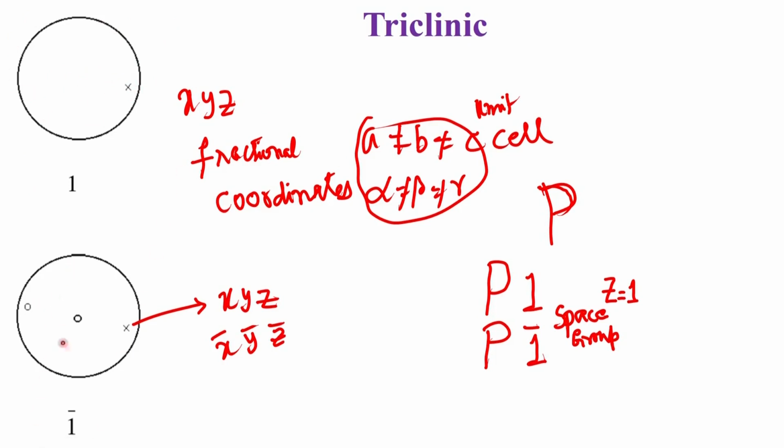The corresponding stereographic projection of the 1 bar is shown here, where x is x, y, z, and this point, which is the symmetry related across by the presence of the inversion center, is minus x, minus y, minus z, and therefore there are 2 in this particular case. So, the value of z in this particular case will be 2. So, there are 2 units.